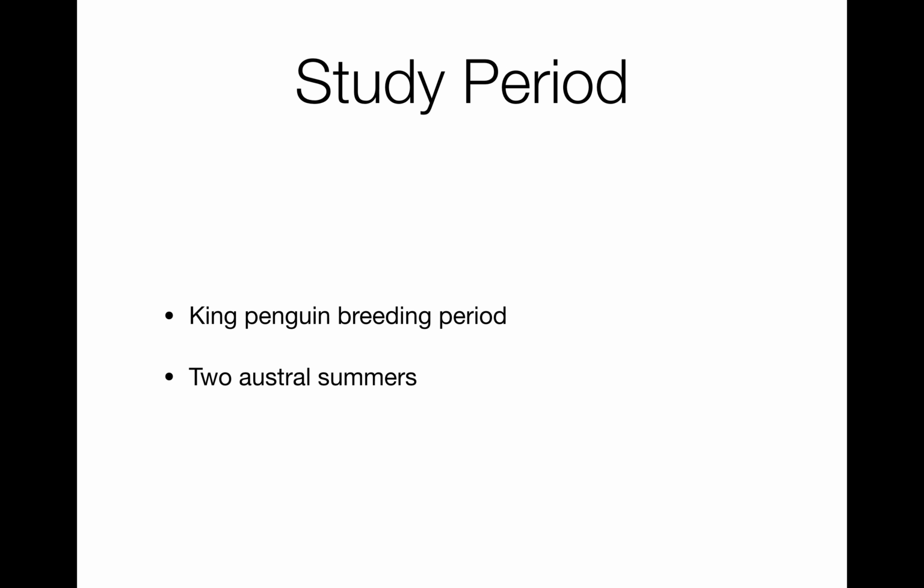The study was conducted during the king penguin breeding period, which is the longest of all penguins, and it usually lasts about 14 to 16 months. The study was done during one breeding period, but was conducted during 2 consecutive austral summers. Austral summers run from November to March. They're the summers of the southern hemisphere.